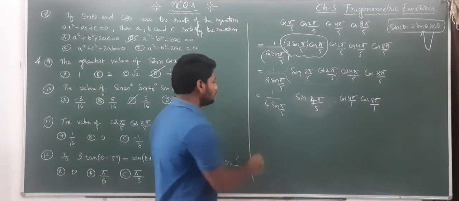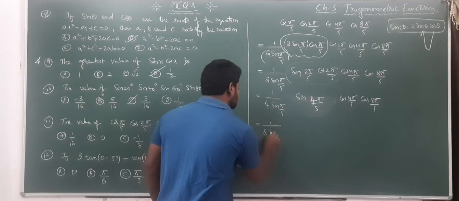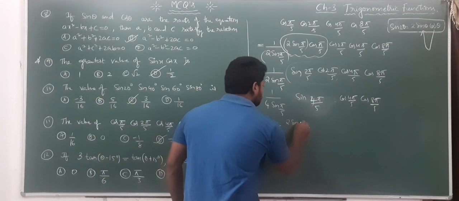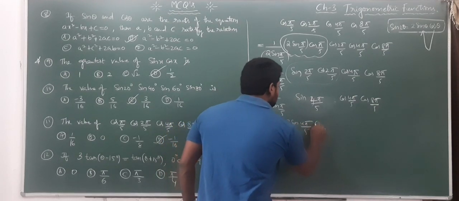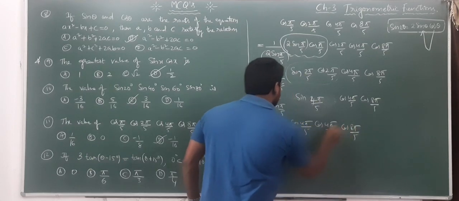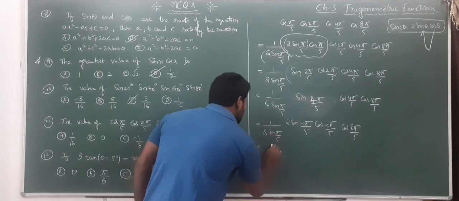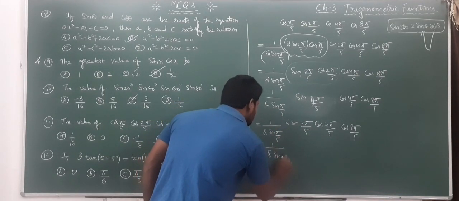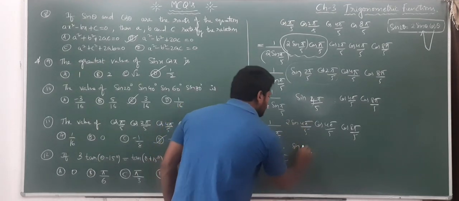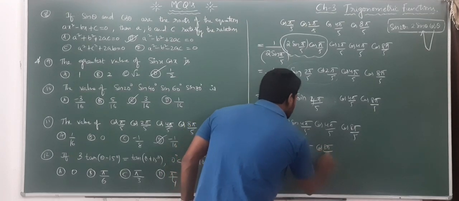Now here again, what will you do for the next step? Again multiply and divide with 2. It will become 1 by 8 into sin pi by 5, into 2 sin 4 pi by 5 cos 4 pi by 5, into the remaining term cos 8 pi by 5. Again this is the form of 2 sin theta cos theta, which will become sin 2 theta. So it is 1 by 8 sin pi by 5 into sin of 2 into 4 pi by 5, which is 8 pi by 5, into cos 8 pi by 5.